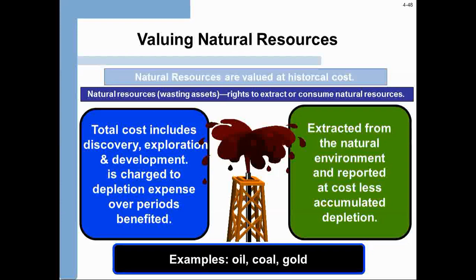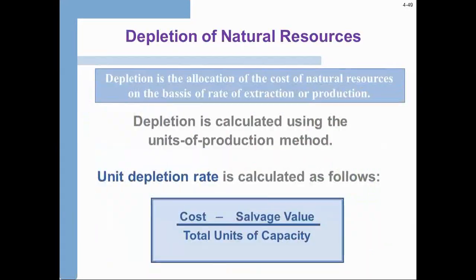In valuing natural resources, exactly the same method will be used which we use for the unit of activity method. You can see the formula in front of you. Cost minus salvage divided by total number of units capacity. It will give us the depletion rate. And this depletion rate we will put in the same unit of activity method schedule, and we will calculate the net book value and the expense for each year. So this was the depletion.